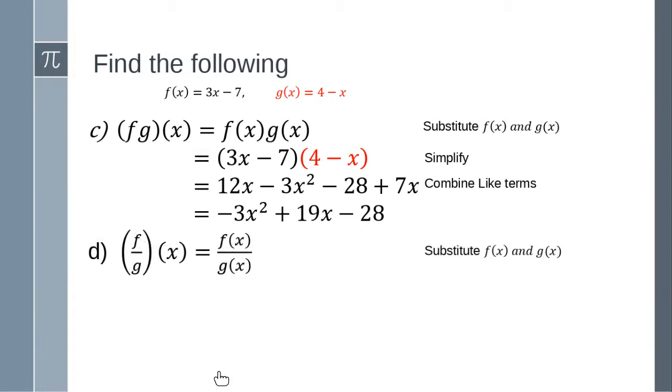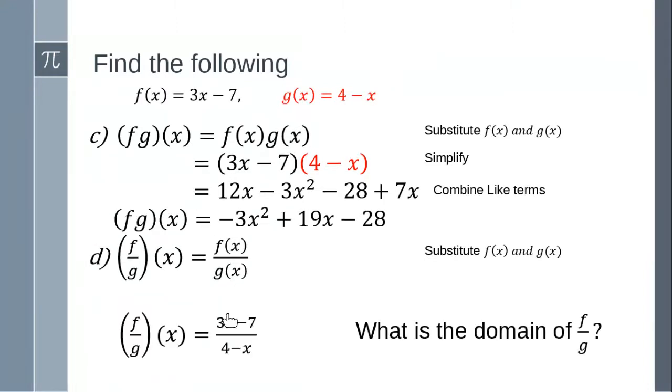So again, this means that I'm dividing function f with function g, and I just like to separate it. What this really means is I'm dividing all the values of function f, or the representation of function f, with function g. So let's go ahead and do the substitution. So f of x is represented by 3x minus 7. g of x is being represented by 4 minus x. So there's nothing that I can simplify.